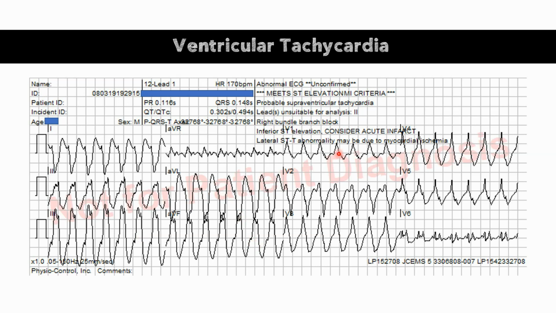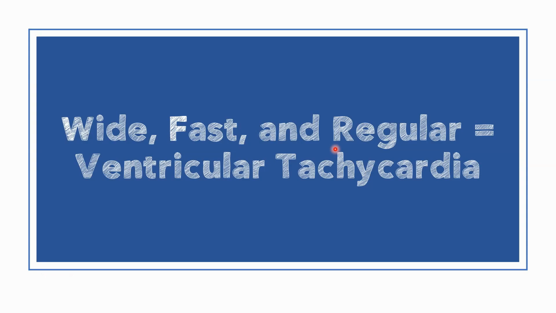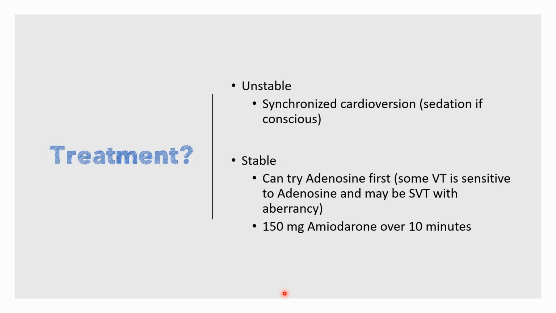So when in doubt, wide, regular, complex tachycardias are ventricular tachycardia until proven otherwise, and treat them accordingly. If it is not ventricular tachycardia, and you treat it as you would ventricular tachycardia, then you're not really going to hurt the patient. But if it is ventricular tachycardia, and you treat it as if it's not, i.e. you try to give Cardizem, then you could significantly cause harm to the patient. So wide, fast, and regular equals ventricular tachycardia every time.